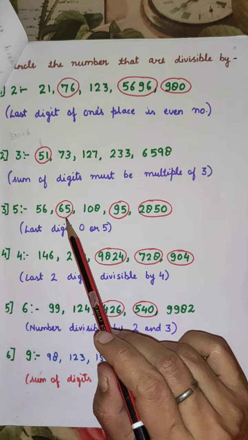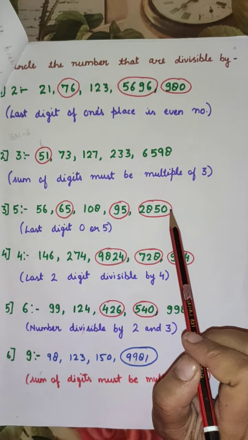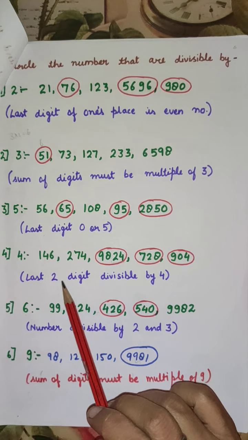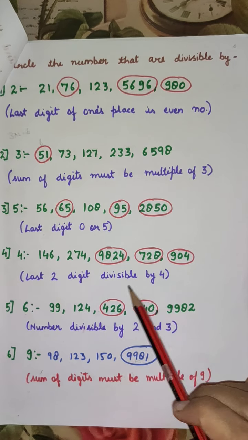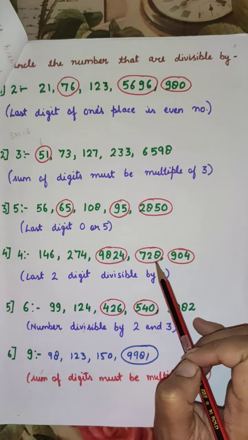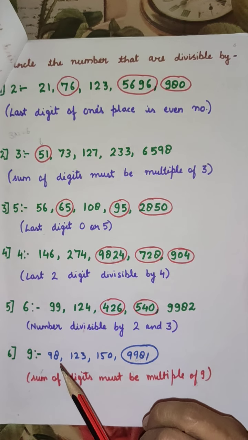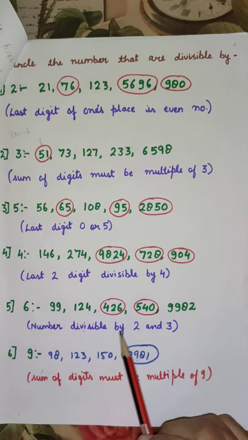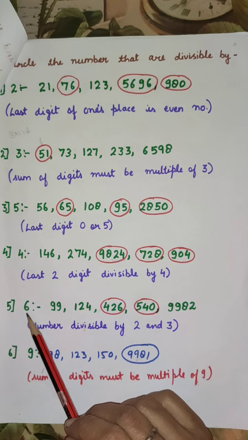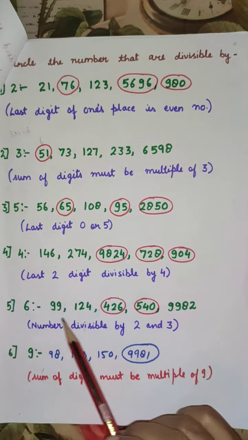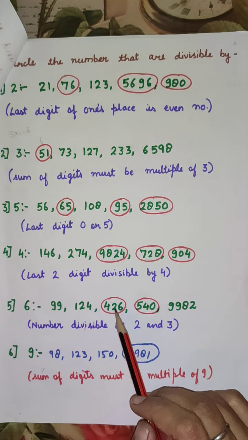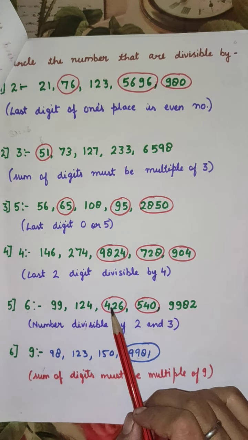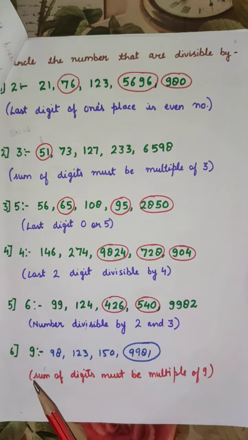Last digit 0 or 5. If the last digit is 0 or 5, it is divisible by 5. This is the divisibility rule of 5. Last 2 digits divisible by 4. If the last 2 digits are divisible by 4, then the number is divisible by 4. Divisibility rule of 6: if the number is divisible by 2 and 3, then that number is divisible by 6 also.